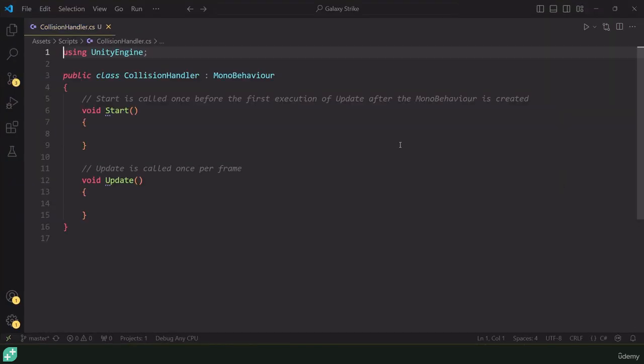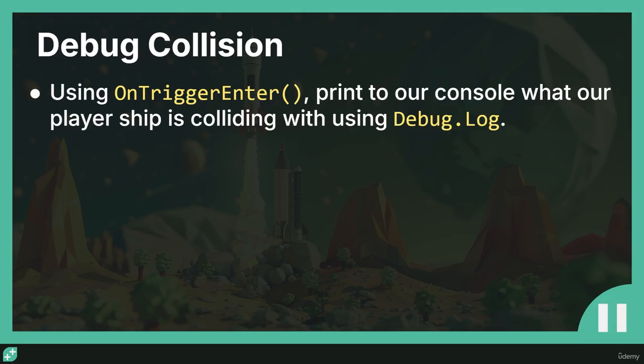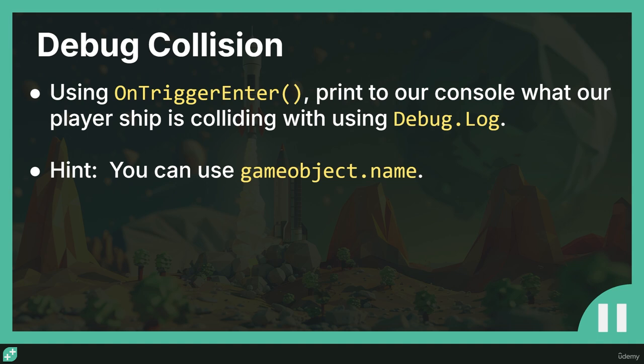With this class created, I'd like to introduce you to this lecture's challenge. Using OnTriggerEnter, print to our console what our player ship is colliding with using Debug.Log. And a bit of a hint in case you haven't seen it before, you can use gameObject.name to get the name of something in your hierarchy. Pause the video, give it an honest effort, and I'll see you back here in a few moments and we'll go through my solution together.